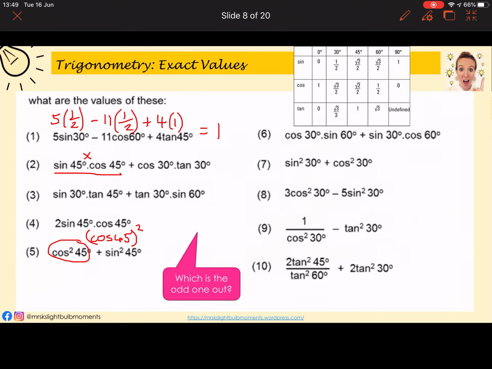Okay, now you're not going to have time to do all of these right now. I'm going to give you a few minutes, but if you are trying these in your own time, pause it, take as long as you need, and I'd like you to work out which is the odd one out and why. All right, off you go. Just a minute to try some of these now.